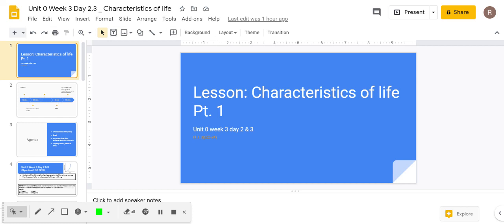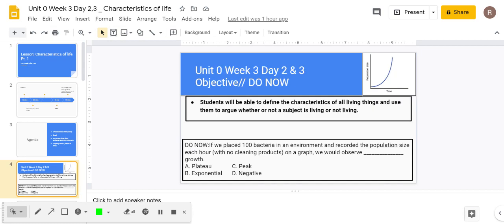So two pages of reading that go over some of the topics I'm going to be talking about in this PowerPoint. Please use your book as a resource, because it is really important that you know the list of the characteristics of life pretty well. Your objective for today is that you will be able to define the characteristics of all living things and use that list to argue whether or not a subject, like a person or an object, is living or non-living.